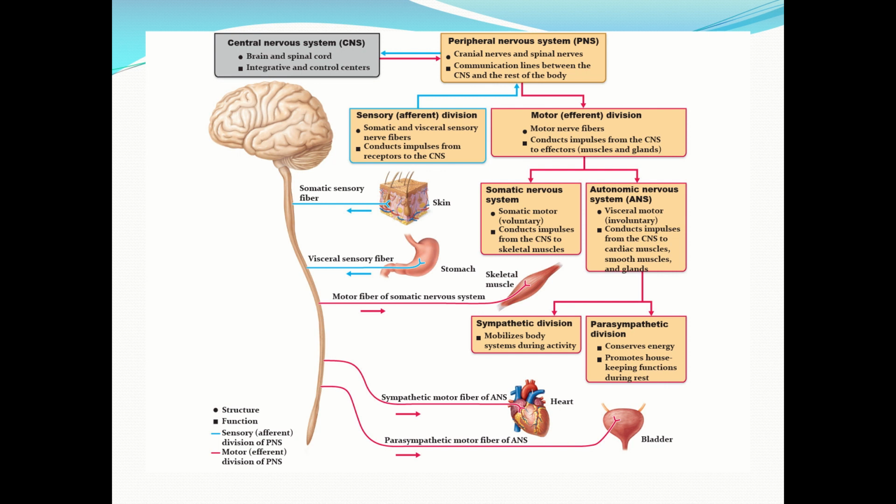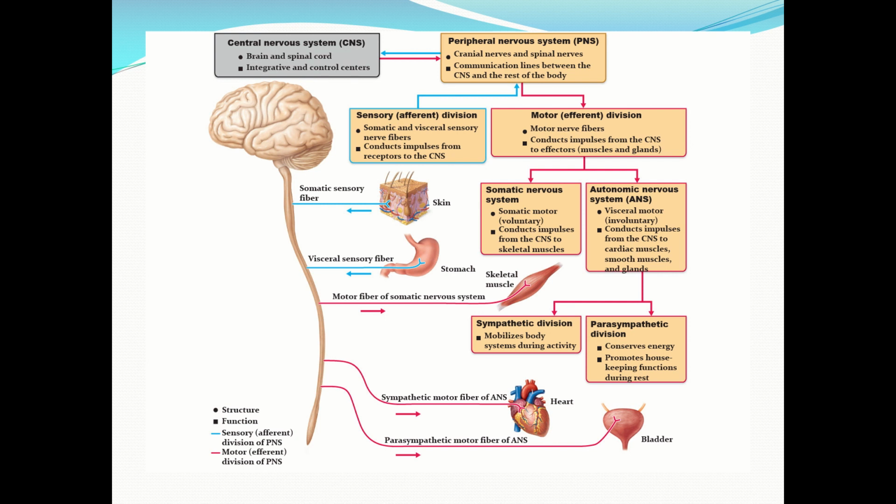So the two divisions of the motor division are the somatic nervous system and the autonomic nervous system. The somatic nervous system controls voluntary skeletal muscles. The autonomic nervous system is going to control the visceral motor or involuntary of the cardiac muscles, smooth muscles, and glands.